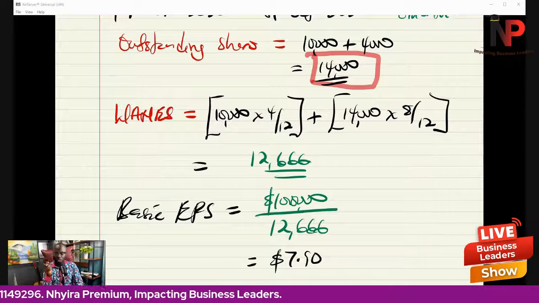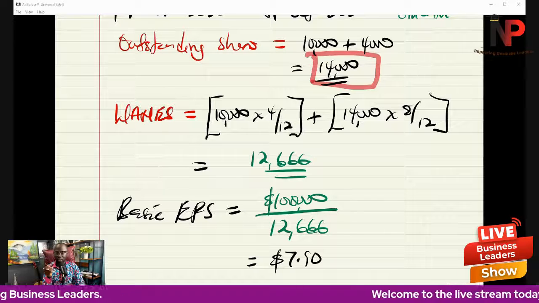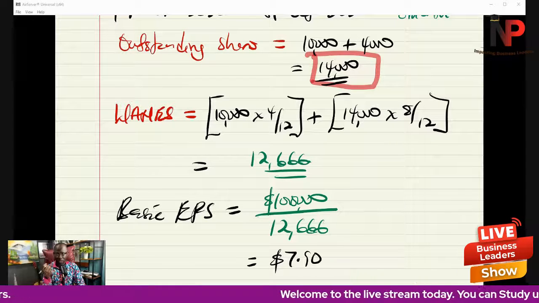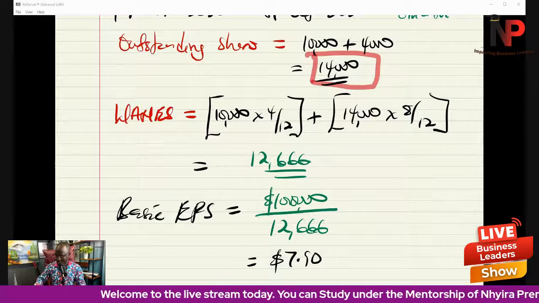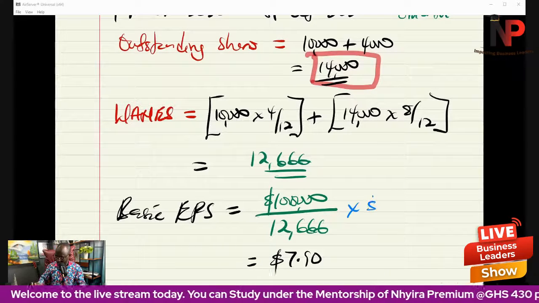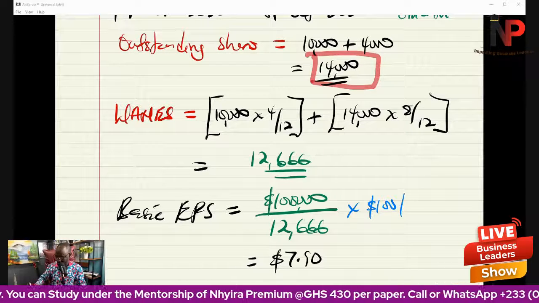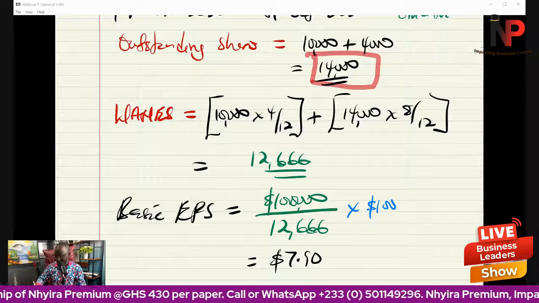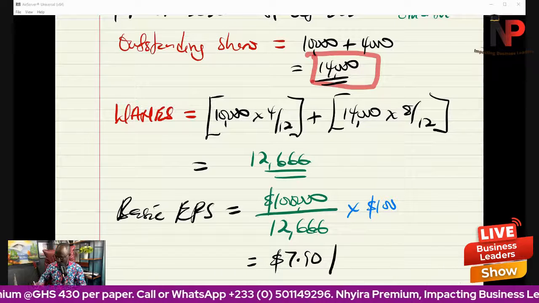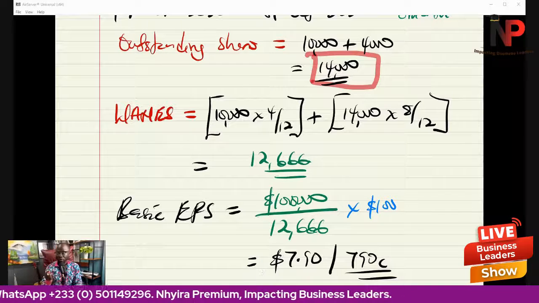But you see, sometimes it is prudent to leave the earnings per share in the smallest unit of the currency. So we will multiply it by 100. If you're in Ghana, 100 Ghana cedi, whatever it is. But we multiply it by 100. When you multiply it by 100, it means your answer can become 790 cents, the smallest unit of the currency.